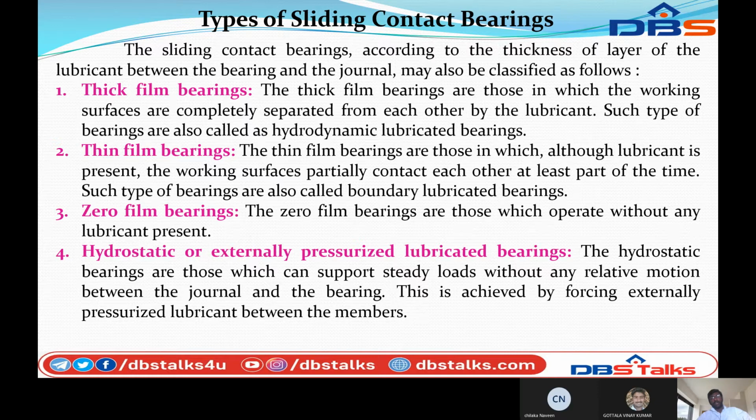The sliding contact bearings, according to the thickness of the layer of lubricant between the journal and the bearing, may be classified as follows: thick film bearings, thin film bearings, zero film bearings, and finally hydrostatic or externally pressurized lubricated bearings. So these are the four classifications of sliding contact bearings. We can discuss them one by one.